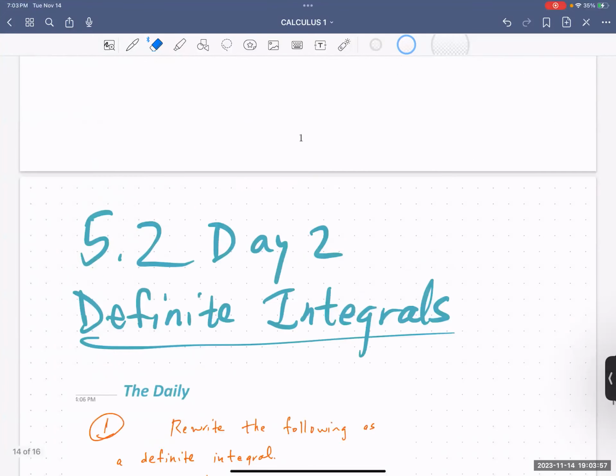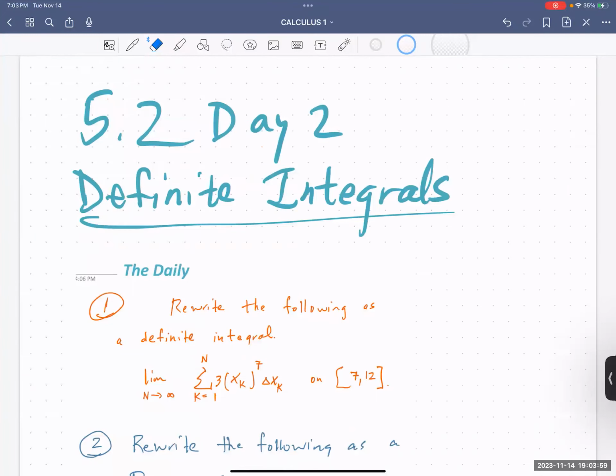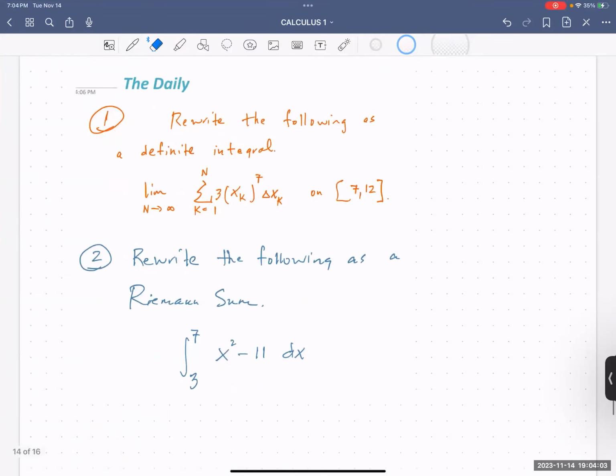Okay, hi everybody. This is a video for 5.2, day 2, definite integrals. And let's see, a daily problem: rewrite the following as a definite integral. That would be what we talked about on Tuesday. And we would have the definite integral from 7 to 12.